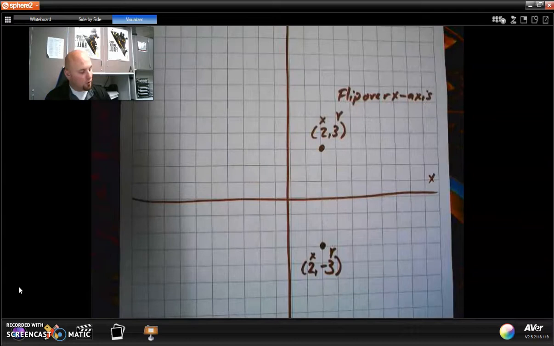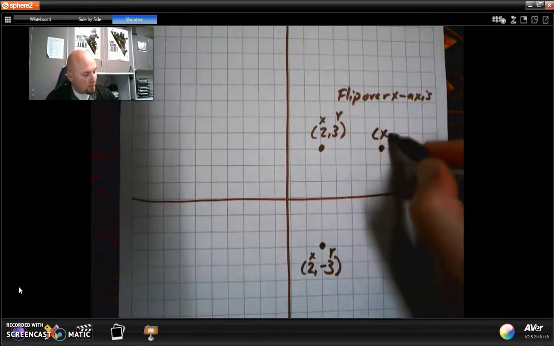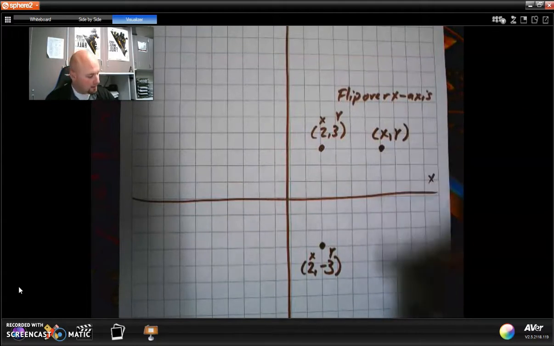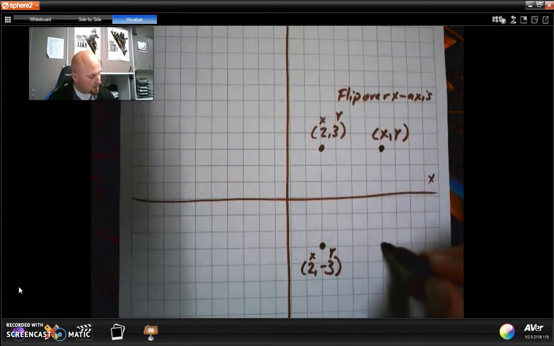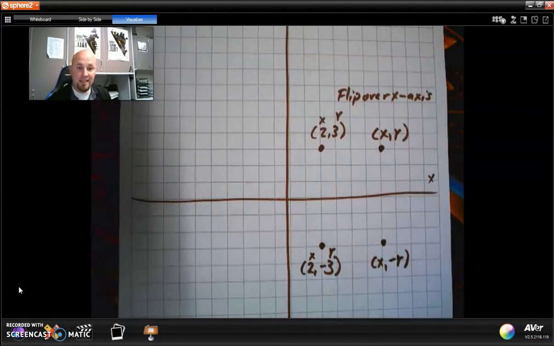So here's the rule. If you're ever flipping over the x-axis with some point x, y, if you flip it over that x-axis, the x's will stay the same, but the y's will become their opposites. So there's the rule for the x-axis as well.